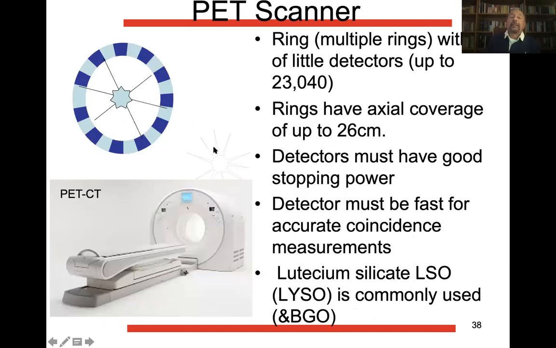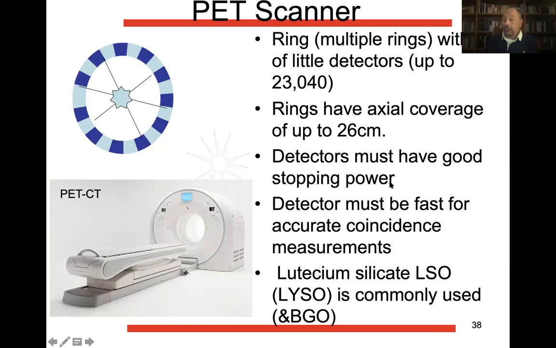That's how the PET scanner looks. You see, you will have this ring of multiple detectors. What you see here is actually a PET-CT, which is probably the most common these days. So you can automatically overlap your PET image on the anatomical information. In functional imaging, you will always need the anatomical information, so eventually you always overlay your functional imaging with the anatomic image. These rings now have up to 23,000 detectors, and they have an axial coverage of up to 26 centimeters.